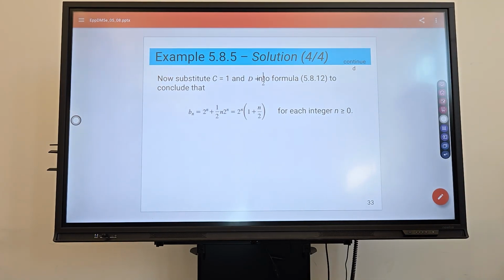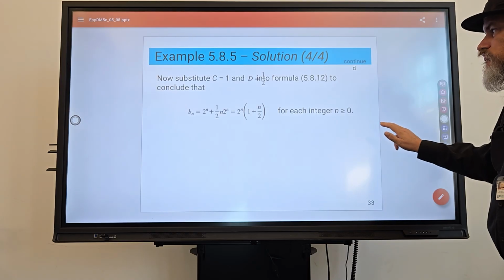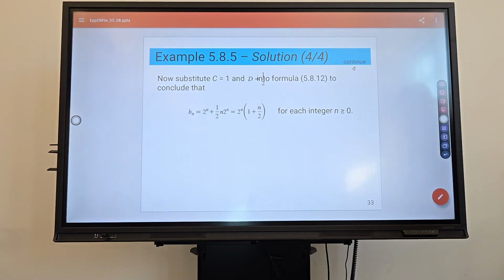Now substitute c equals 1 and d equals 1/2 into formula 5.8.12 to conclude that b sub n equals 2 to the n plus 1/2 n times 2 to the n, which in turn equals 2 to the n times the quantity 1 plus n over 2. And that is it for that slide deck.